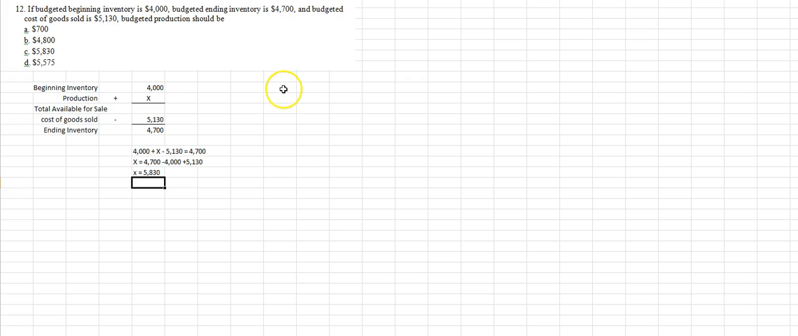So all I'm going to do is take ending inventory, subtract beginning inventory, which is 700, and add it to the cost of goods sold. And I get my answer, 5,830, okay? And that should take you a good 30 seconds to solve this question. And if it doesn't come that intuitively, then just try to follow this logic, okay? We got 2 more to go.